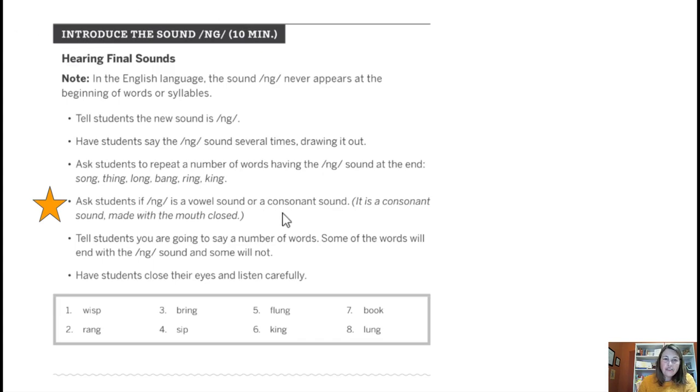So in the introduction, they do a nice job of discussing if it's a vowel or a consonant sound. And you need to remember this is pretty far along in their scope and sequence. So they have had these conversations over and over and over again. Sometimes this verbiage can be confusing. So it is a consonant sound made with the mouth closed. That doesn't mean that our mouth is completely closed. What it's talking about is there's some sort of blockage, which we've discussed is your tongue in this sound.